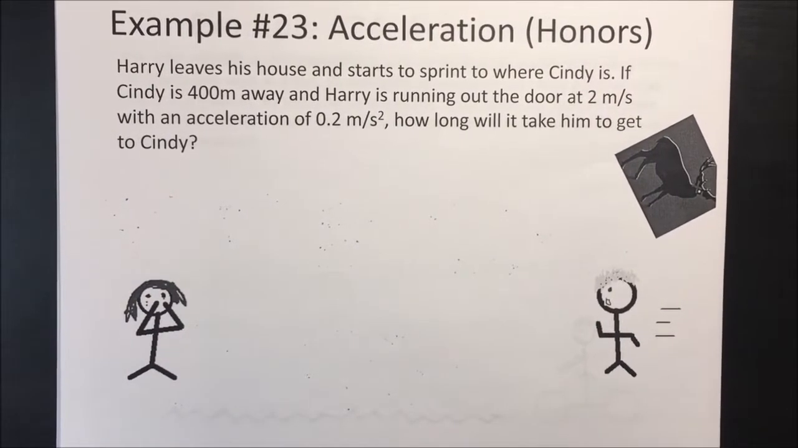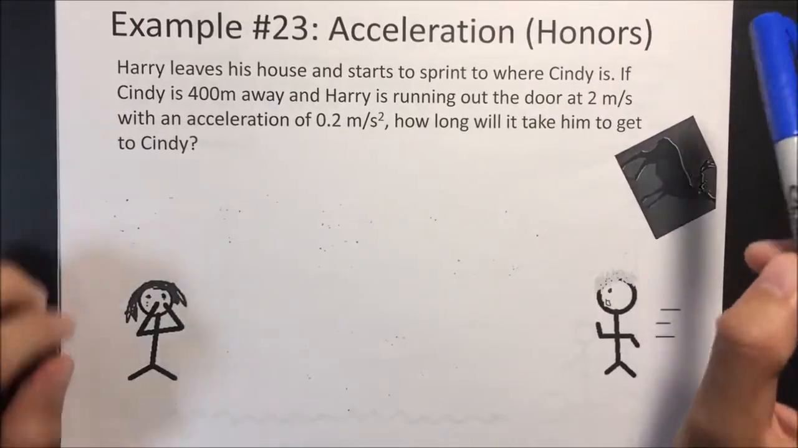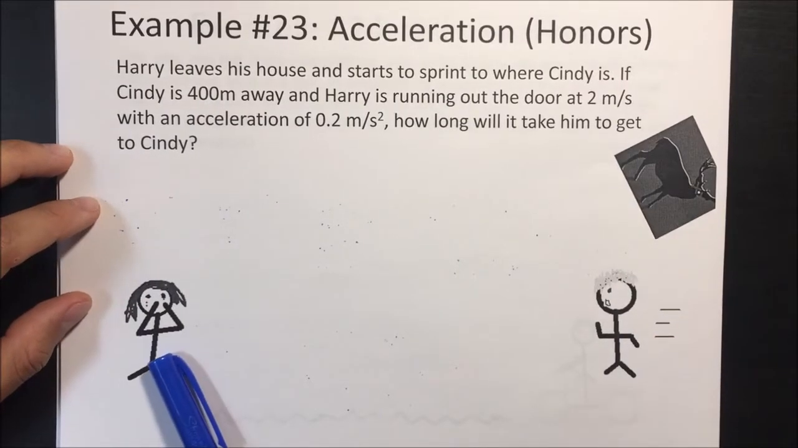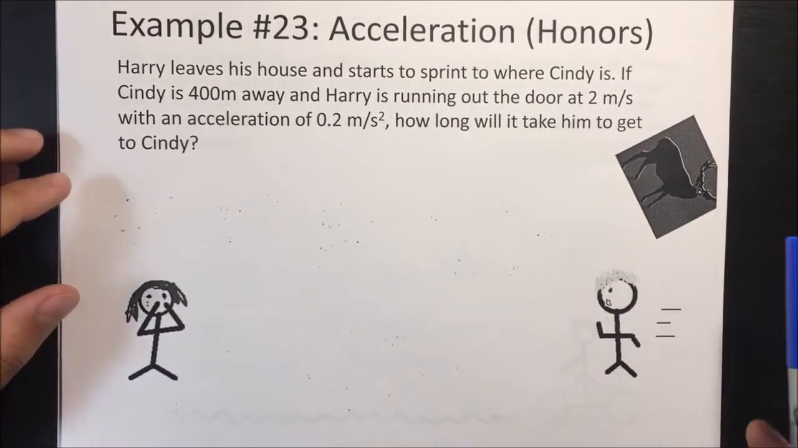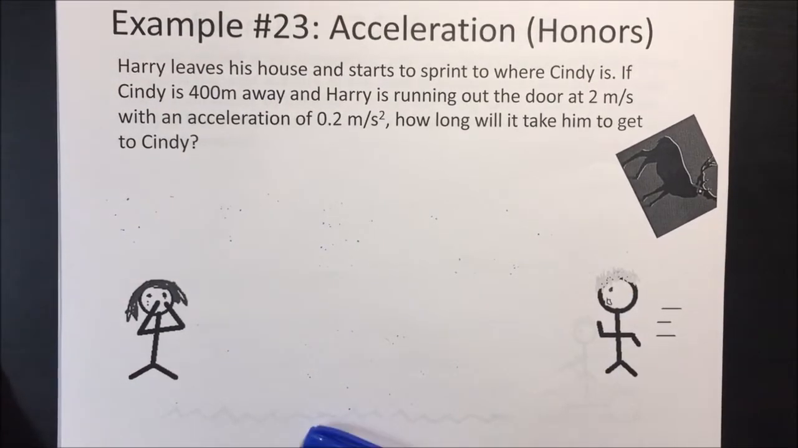Okay, and we're back. These next problems are a bit more difficult, a lot of honors problems here. Harry leaves his house and starts to sprint to where Cindy is. If Cindy is 400 meters away and Harry is running out the door at 2 meters per second with an acceleration of 0.2 meters per second squared, how long will it take him to get to Cindy? Alright, so again, we want to draw this whole thing out.